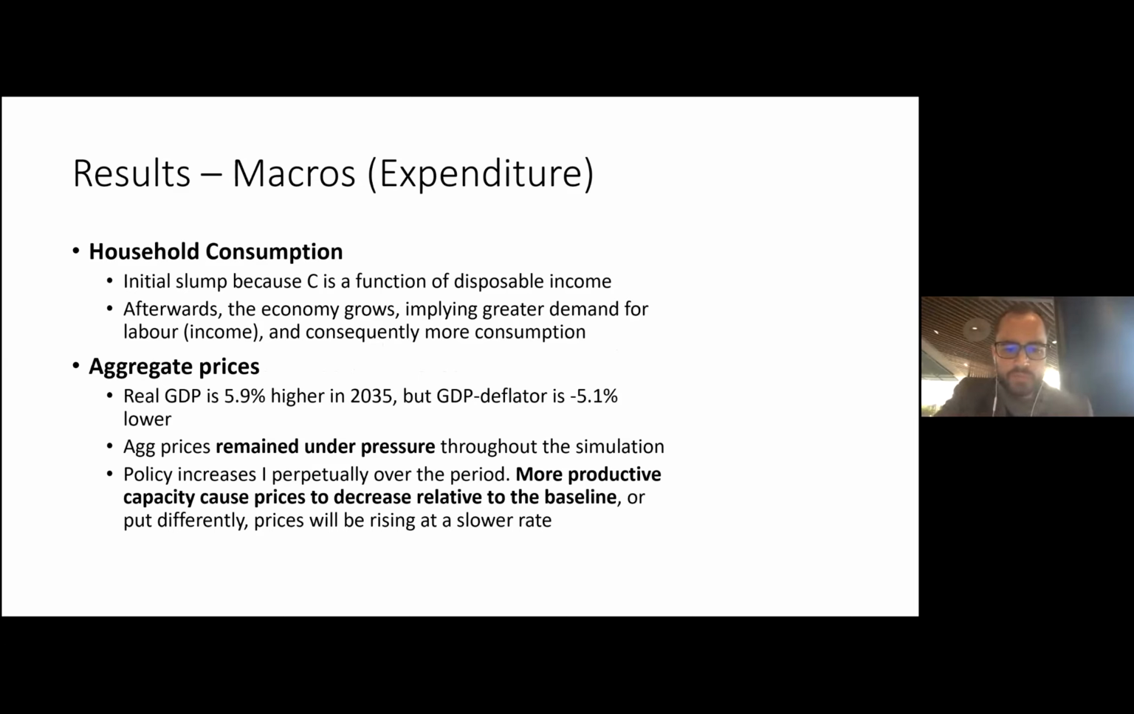Then household consumption, I did go into that. Just interesting here that I might briefly touch on aggregate prices. Real GDP was 5.9% higher, as we saw, almost 6%, but the GDP deflator was down by about 5.1%. The GDP deflator is almost similar to inflation levels or household prices. So aggregate prices remain under pressure, as I said, lower wages initially, and although wages of course start to increase and we return to equilibrium, they weren't able to pick up fast enough. And once again, the paper goes into more detail about this, but let's just keep it there. More productive capacity causes prices to decrease relative to the baseline.